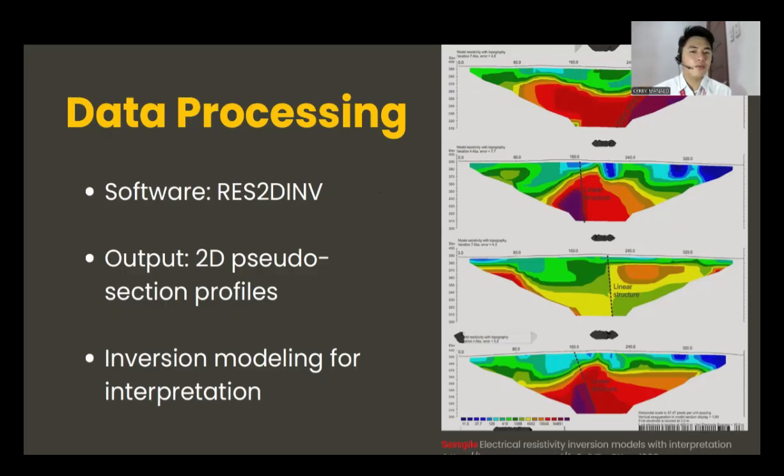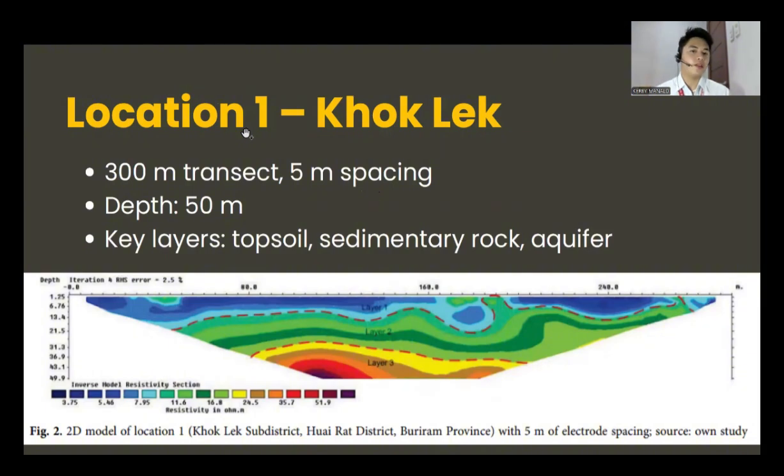Now that we are done with these concepts and overview, we can go to location one, which is the Khok Lek Subdistrict. It has a transect of 300 meters and 5 meters spacing. Its depth is 50 meters from here up to here. Its key layers are topsoil, sedimentary layer, and then the aquifer. So this profile suggests a promising water potential at deeper levels.